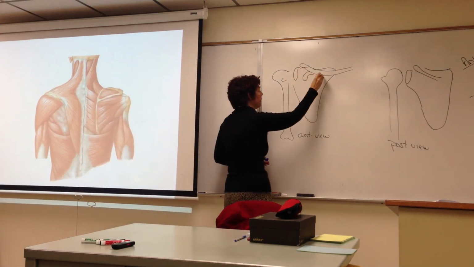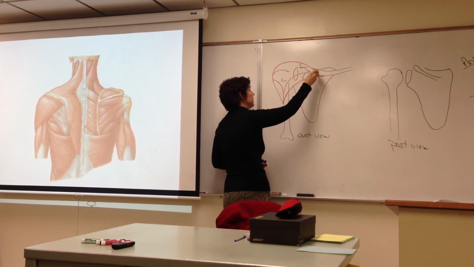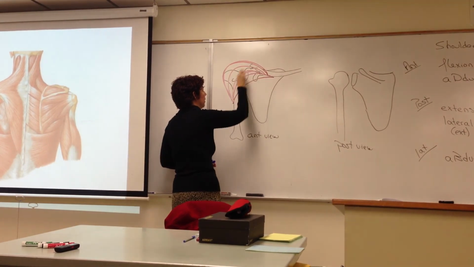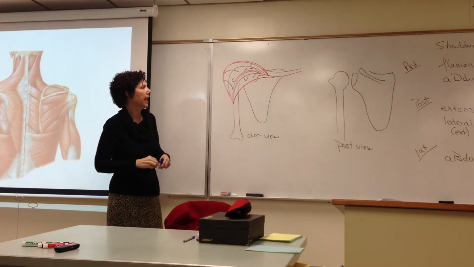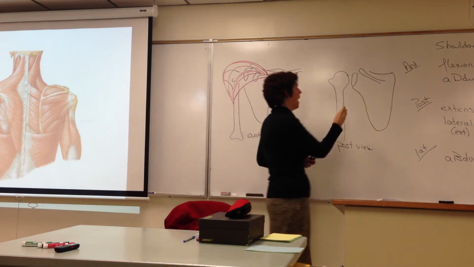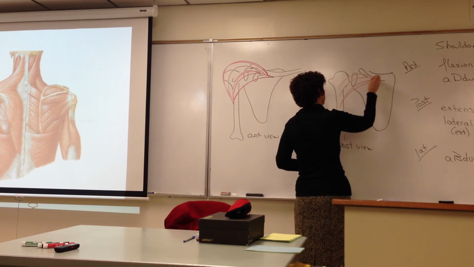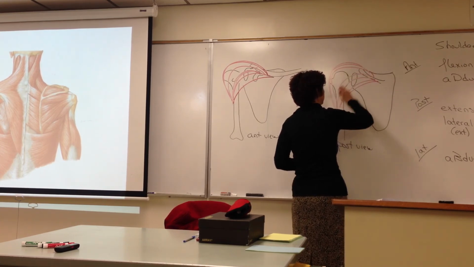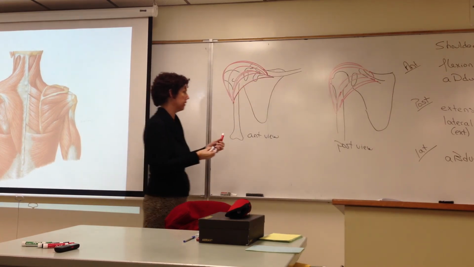So coming on to the posterior view, we see all of that attaching from the clavicle, and the same thing from the spine. So we have both an anterior and a posterior view of the deltoid muscle.